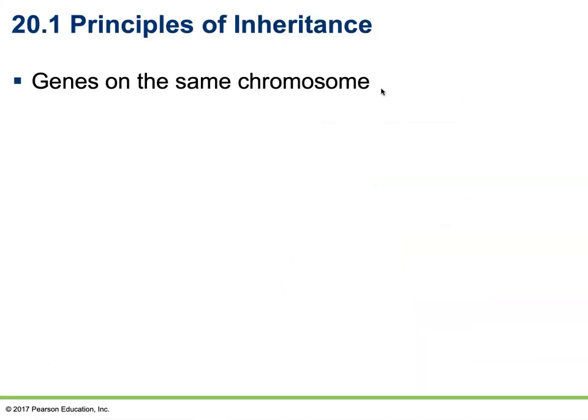There are genes that are going to be located on the same chromosome. This means they're usually going to be inherited together, and this is going to kind of fly in the face of independent assortment.